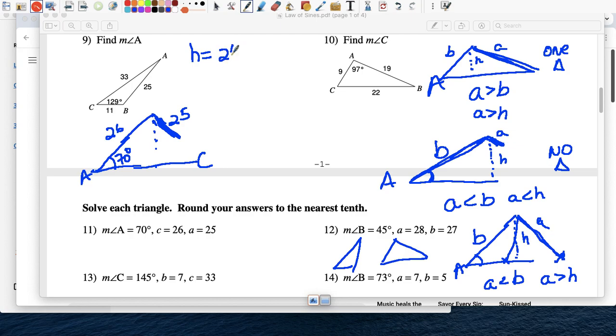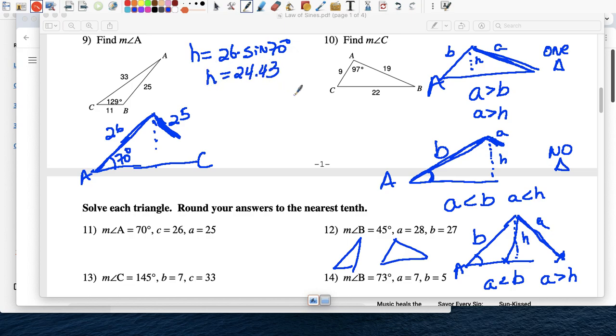26 times sine of 70. Always, right? So it's this side here times sine of 70. Okay, so let's figure out what that is. 26 times sine of 70, enter, and we get that the height is 24.43.